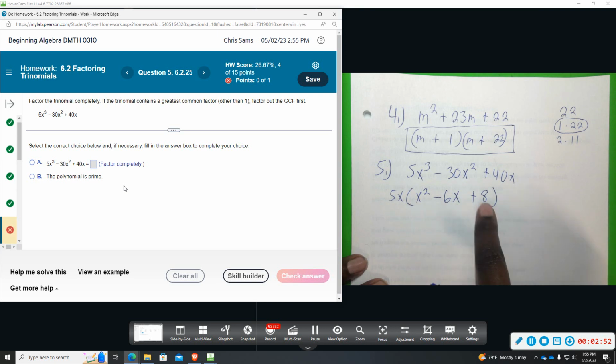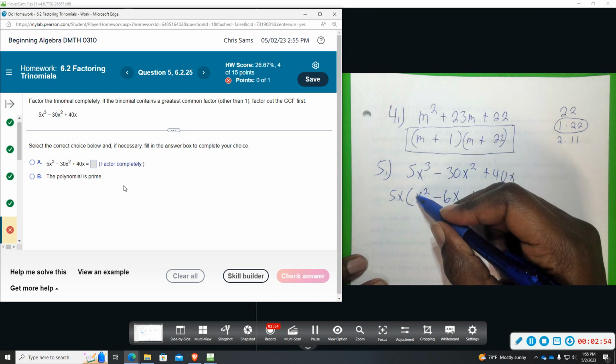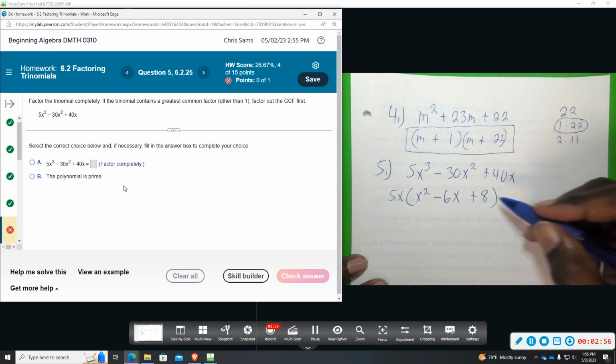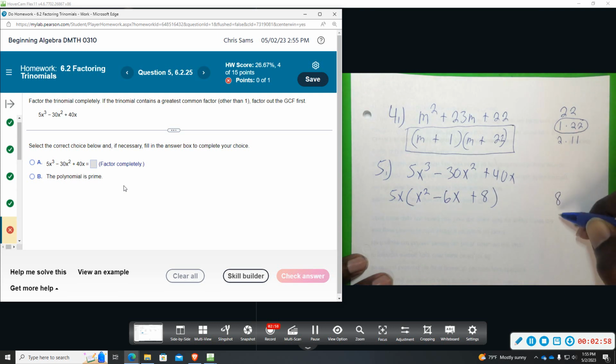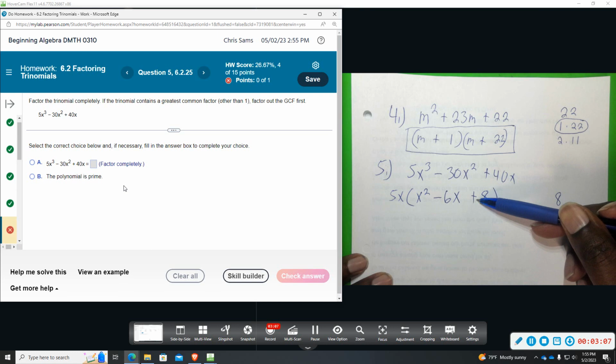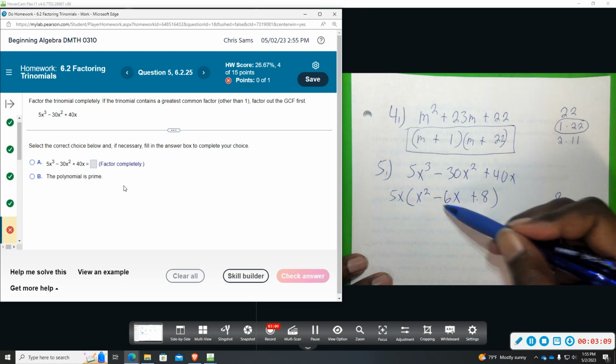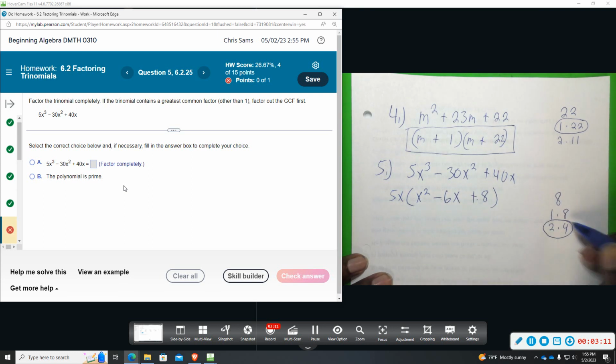So 1 times 8. This is now my first number. 1 times 8. Factors of 8 are 1 and 8, 2 and 4. We want to add to get 6. So 2 plus 4 gives us 6.